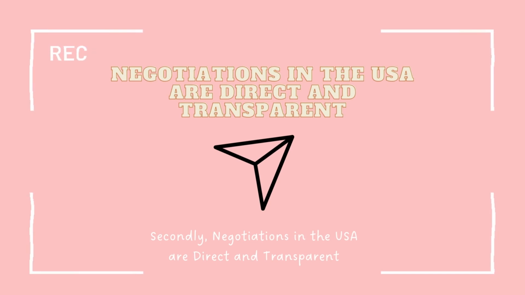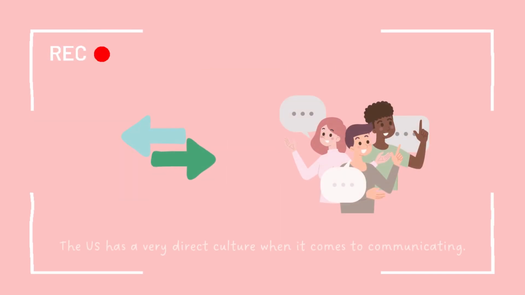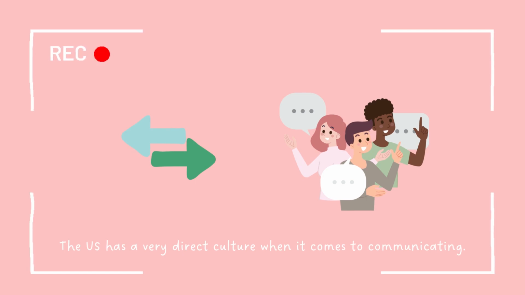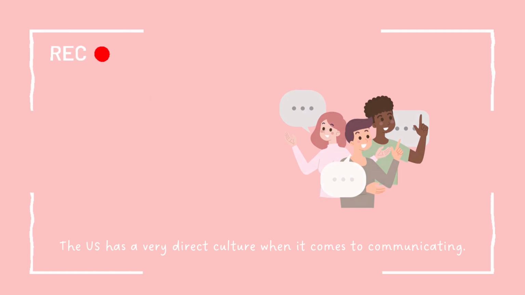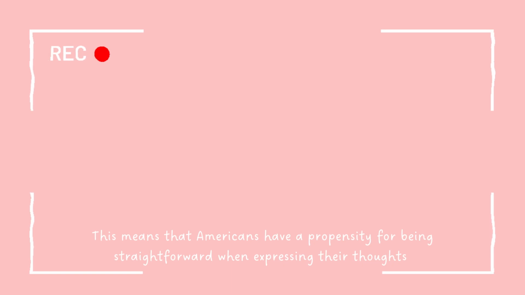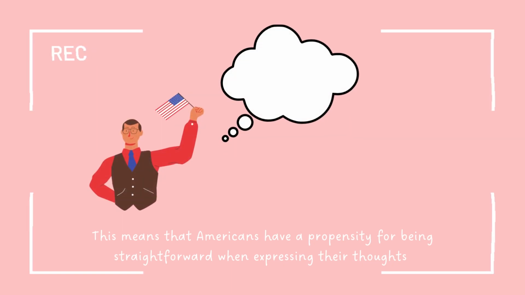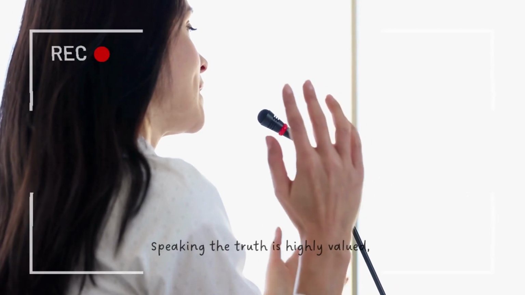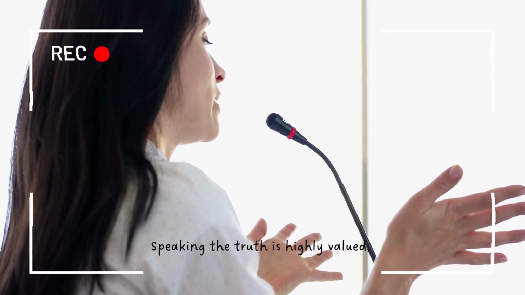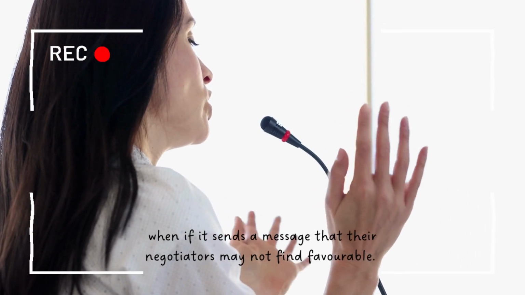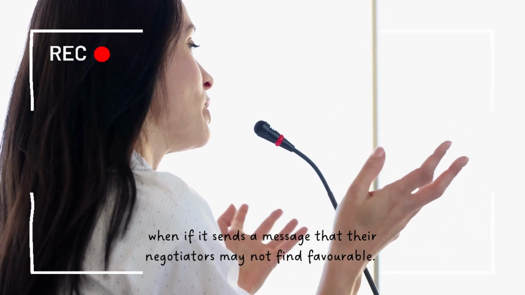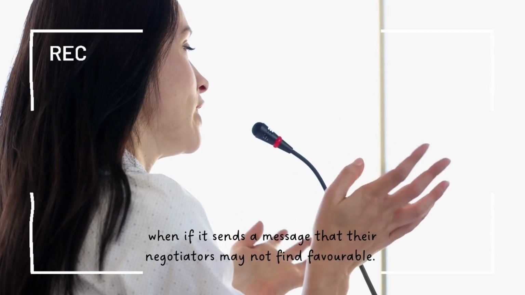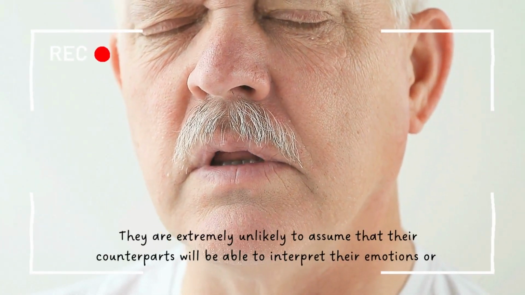Secondly, negotiations in the USA are direct and transparent. The US has a very direct culture when it comes to communicating. This means that Americans have a propensity for being straightforward when expressing their thoughts and being explicit about their expectations during discussions. Speaking the truth is highly valued even if it sends a message that the negotiator may not find favorable.